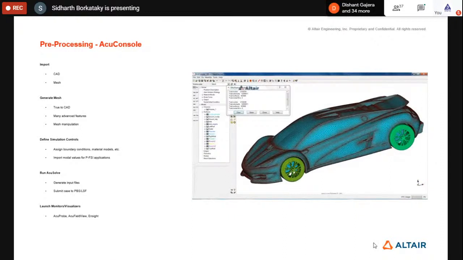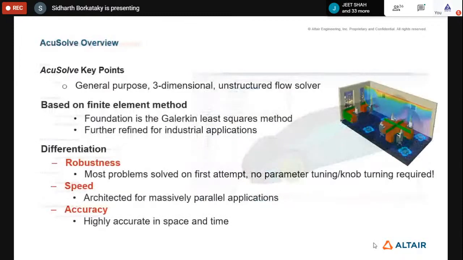Pre-processing takes almost 60% of our time. Then the rest, 30% of the time I would say, goes on solving the problem, and 10% is your post-processing, which is getting your results. So this is the same process: pre-processing, solving, and post-processing. Three important parts of the software.